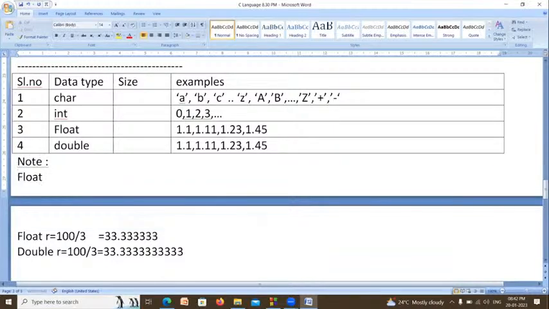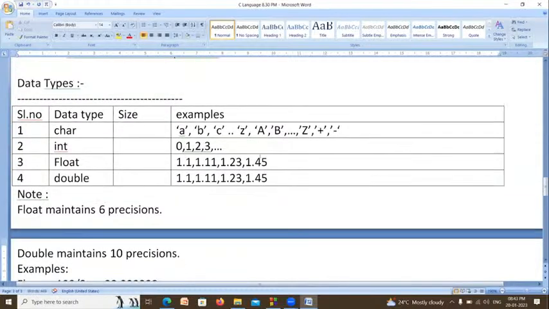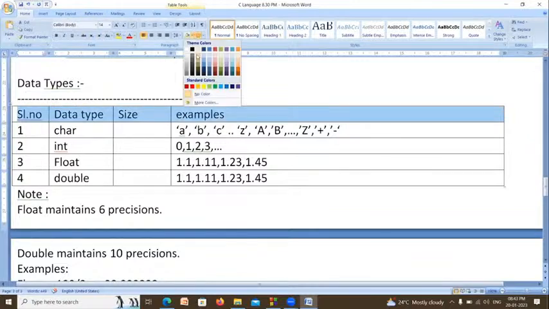What is the float? Float maintains 6 precisions. Whereas double maintains 10 precisions. These are the examples for float and double. So these are the different data types available in C language.